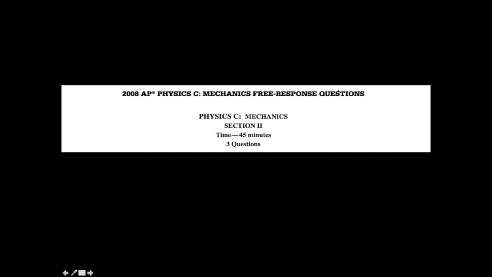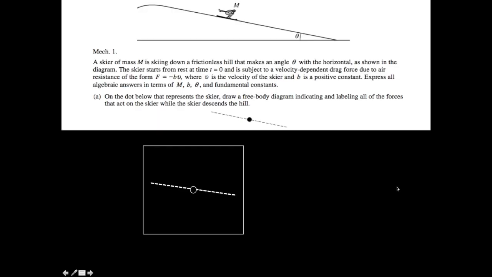In this video, we will go over the 2008 AP Physics C Mechanics free response. Here's the first question. A skier of mass m is skiing down a frictionless hill that makes an angle theta with the horizontal, as shown in the diagram.